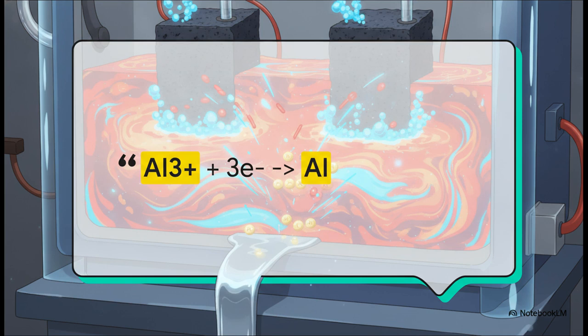The positive aluminum ions get pulled down to the negative cathode at the bottom. Once there, each aluminum ion gains 3 electrons, meaning it's reduced, and it transforms into pure molten aluminum metal that you can literally just tap out of the bottom.